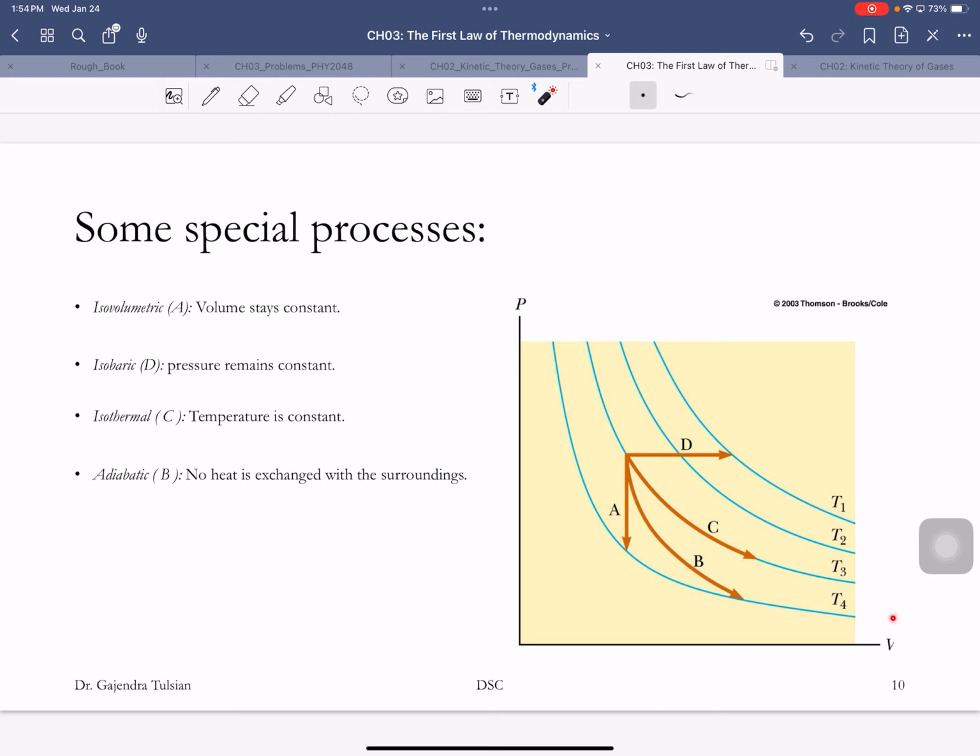So here's a PV diagram. Any curve you draw is a process on that PV diagram. Okay. So how many different processes can you have? Yep, you can have an infinite number of processes. These blue lines, these are special processes. These are called isotherms.